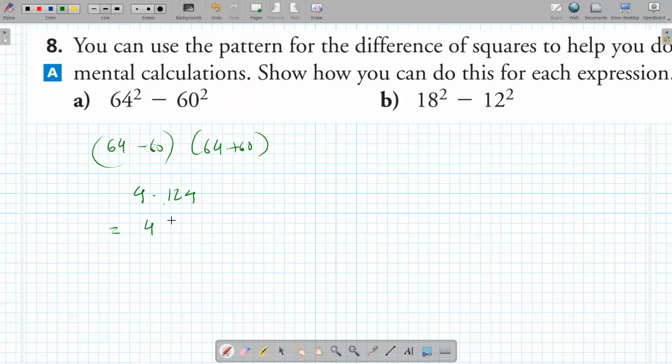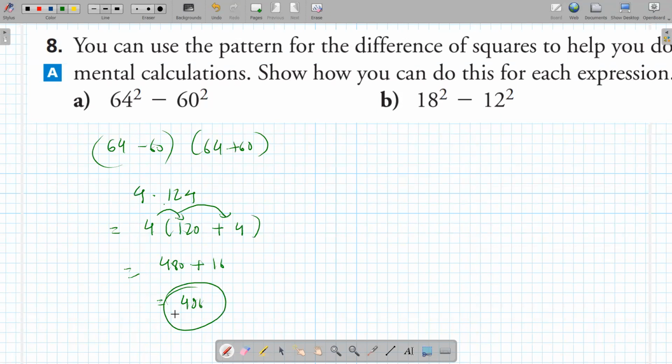So this one, you can further rewrite as something like this, if you're trying to do this in your head. 12 times 4 is 48. That means 120 times 4 is 480. And then 4 times 4 is 16. So the answer is 496.